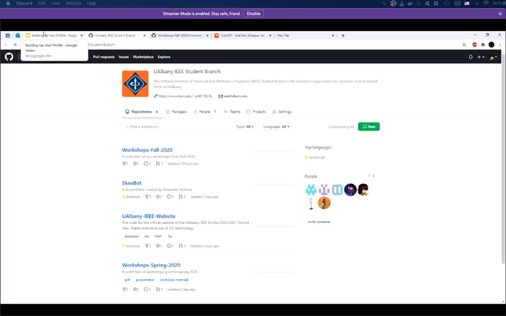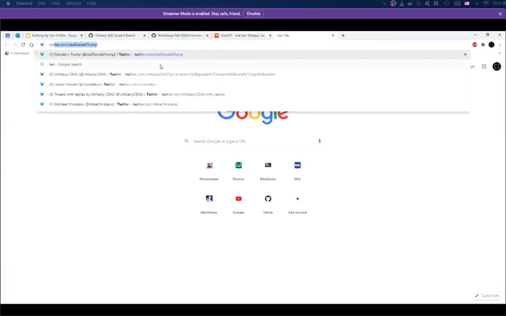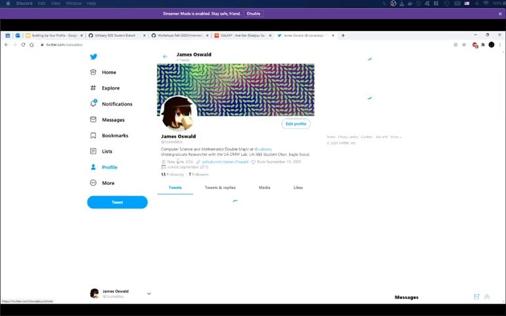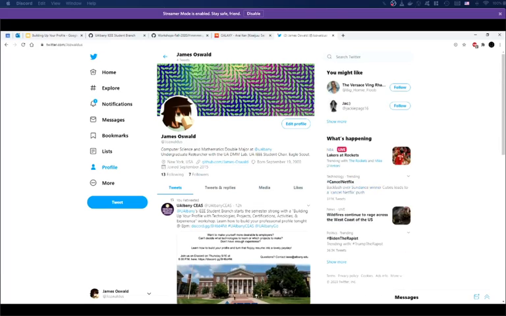So make sure you use your profiles. And you know what? That's not even the end of it. Let's take a look at my Twitter. Oh, there's Donald Trump's Twitter. Here's my Twitter. Real Donald Trump? Real Donald Trump. I always enjoy looking at what Donald Trump is tweeting.